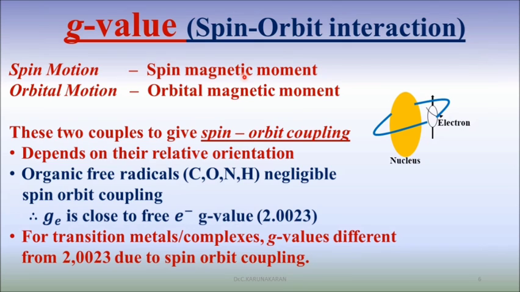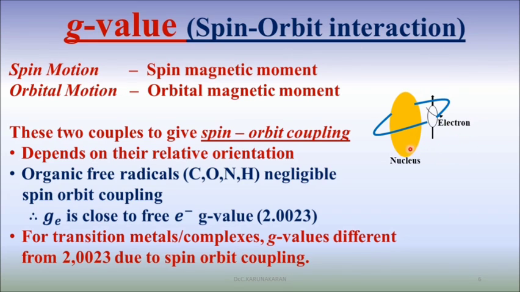In NMR, we have the chemical shift value; similar to the chemical shift value, in ESR the g value is obtained. For free radicals, organic free radicals, there will be no spin orbit coupling. What is spin orbit coupling? What is spin orbit interaction?